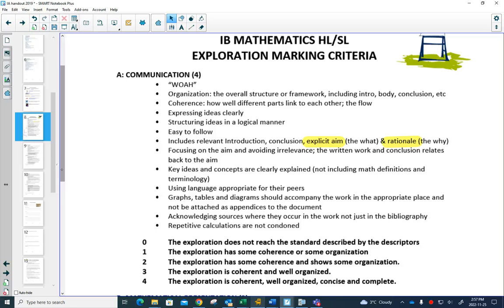Use appropriate language for your peers. If you have graphs, they're clearly labeled with X and Y axes. They get fussy on graphs that don't have a title. Have you labeled your axes? Have you added the variable that you're going to use? So be really clear on all of those things.